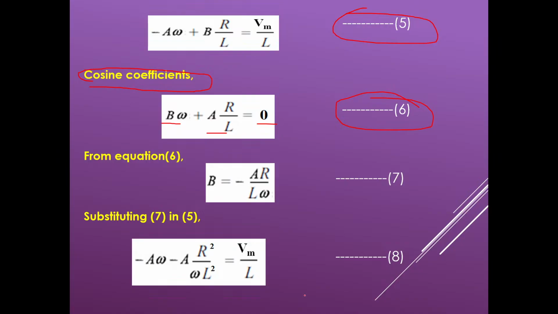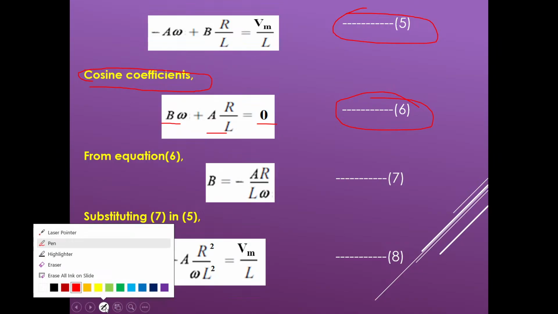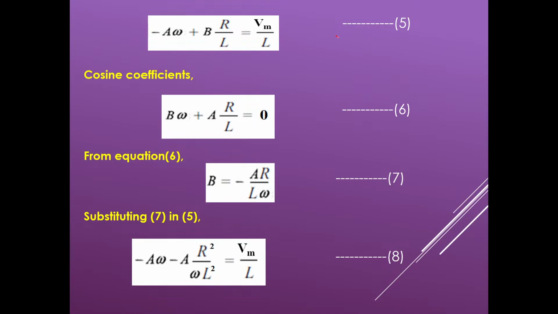So, just comparing the sine coefficients and cosine coefficients, we have got equation 5 and equation 6. Now from equation 6, you can determine either A or B. I have determined B in terms of A. Just rearrange these terms: B is equal to minus A R by L ω. Consider it as equation number 7.